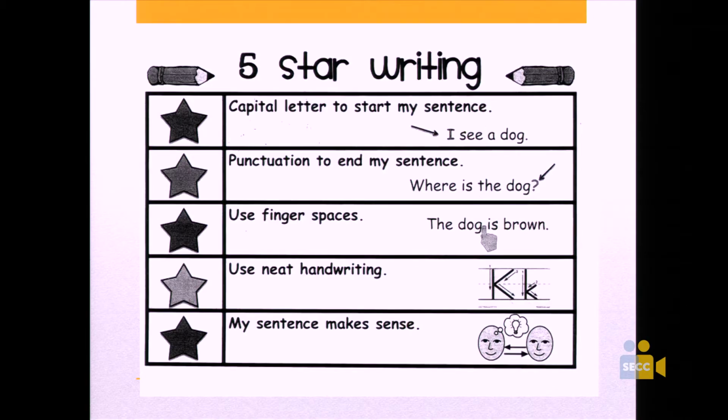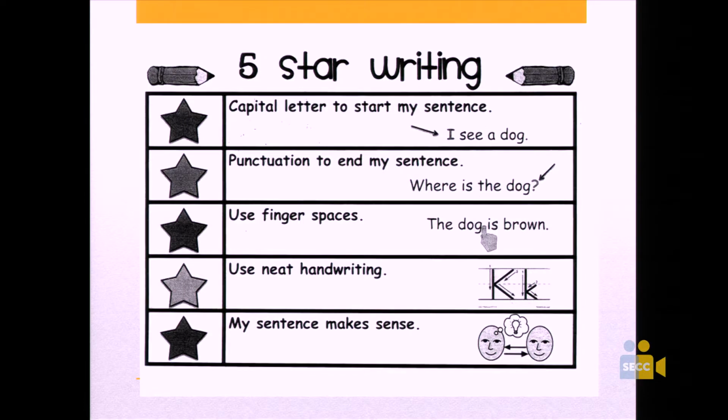And then the last part is just making sure that the sentence makes sense. So going back to read the sentence, and then hopefully they can hear themselves if they made a mistake, or if they figure out something here that maybe they missed the capital, they can correct themselves, okay? So again, this is something you can use while they're writing to help guide their sentence and support them.